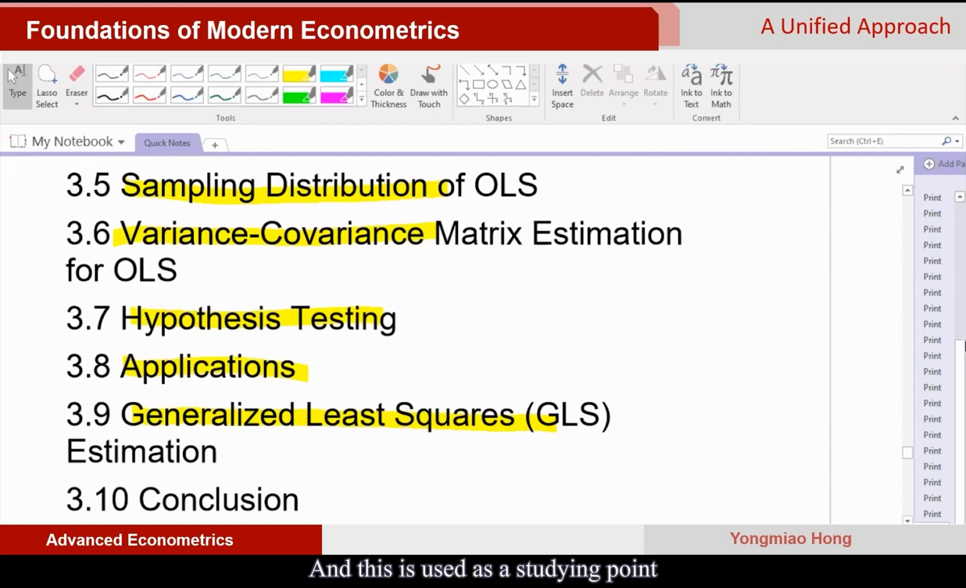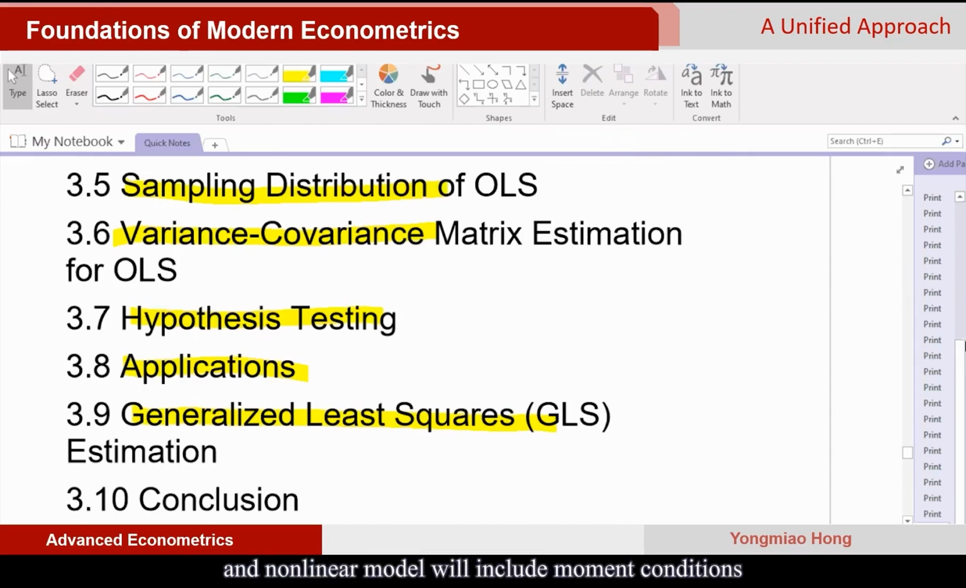This is used as a starting point for us to develop modern econometric theory. My strategy is to relax the classical assumptions in the linear regression model sequentially, and then develop econometric theory based on more general assumptions. For example, we are going to relax the conditional homoscedasticity assumption, the serial correlation assumption, and the exogeneity condition, so allowing endogeneity. And then we are going to extend the linear model into nonlinear models.